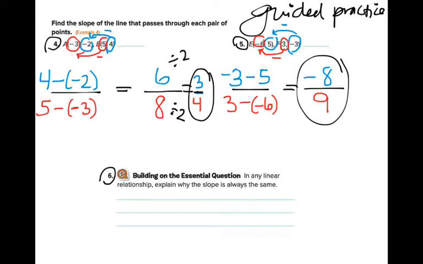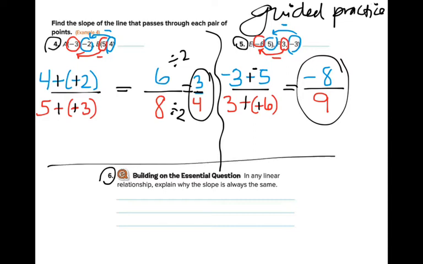Okay, so check your work compared to mine. A side note, adding the opposite, just a reminder, 4 minus negative 2 becomes 4 plus positive 2. 5 minus negative 3 becomes 5 plus positive 3. Negative 3 minus 5 in my second problem here becomes negative 3 plus negative 5. 3 minus negative 6 becomes 3 plus positive 6. That will help you with your arithmetic on these problems. And then you do 6 by yourself.